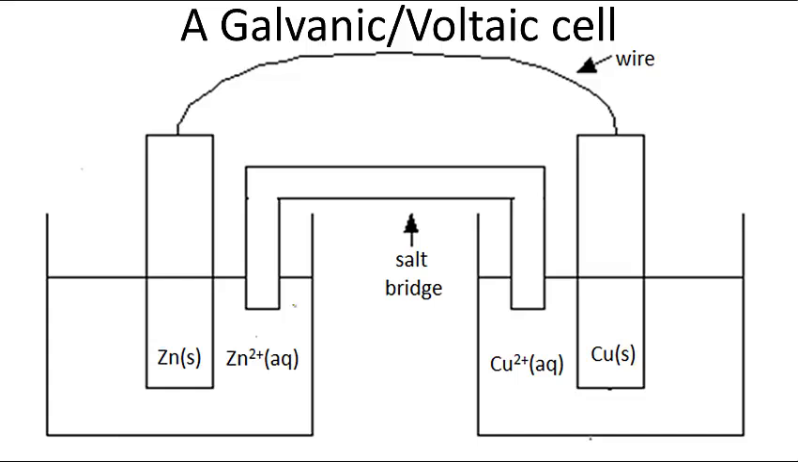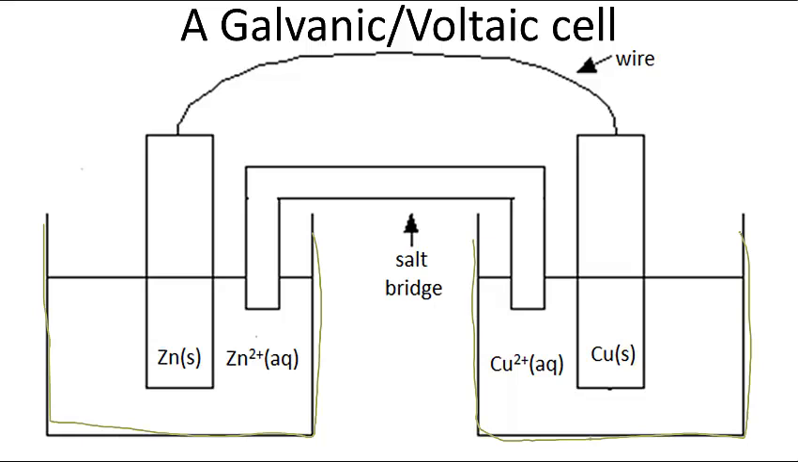But here's what you need to do. You need to be able to look at a situation like this and say, okay, what the heck is happening? We have two cells. You can think of this as a beaker, and this is a beaker. And in this beaker, you have a solution of Zn2+, and you have a stick of solid zinc. This is connected to a wire, and this wire is connected to a stick of copper, which is sitting in a solution of copper ions. Also connecting them is a salt bridge.